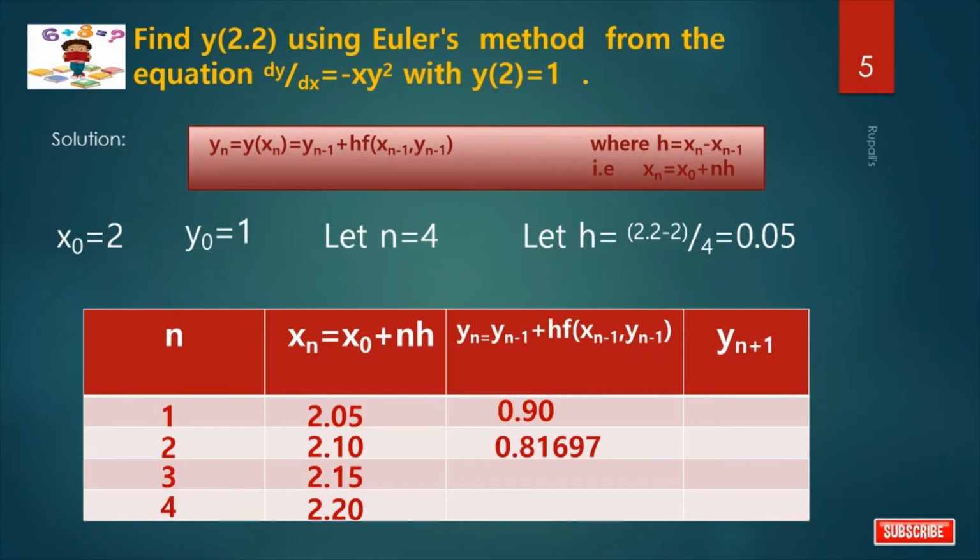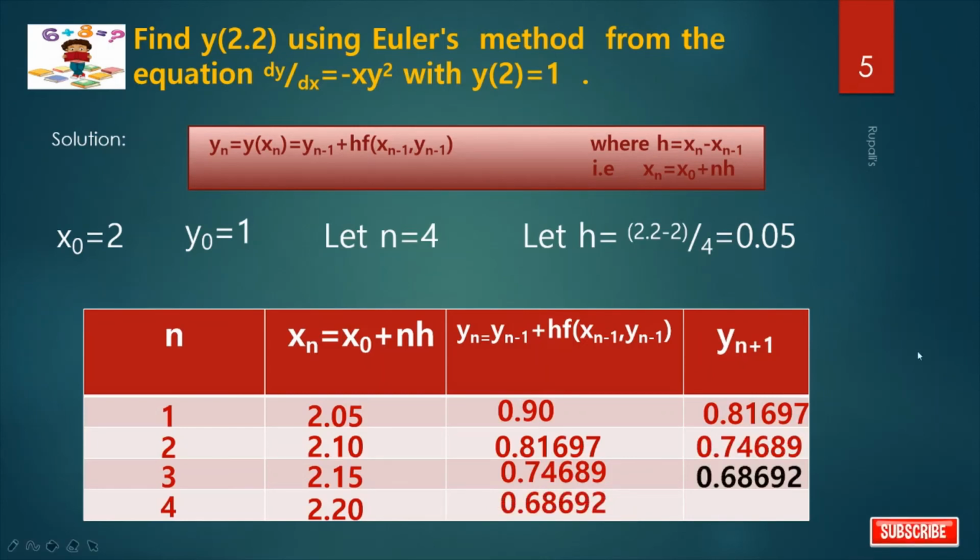Now, what is the value of yn+1? First time, if n is 1, yn+1 means y2. What is the value of y2? This is the value of y2. So here I have to write the value of y2. Next time, what is y3? y3 is y2 + h(-x2 y2^2). So y2 is this value, x2 is this value and h is this value. After calculation, I get the result. So this is y3 value. I have to write y3 value here. In the same way, I can calculate the value of y4 and I have to write y4 value here. And this is our result.